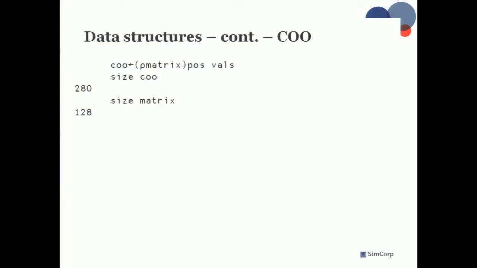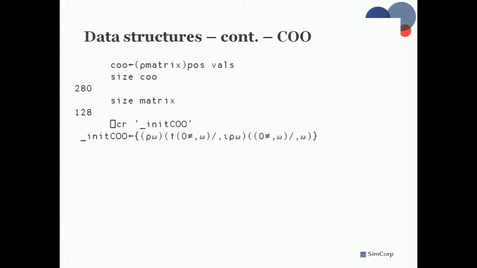Okay, so I'll do a COO where I remember the shape of the original matrix and my posts and my vals. Why do I need the shape? Well, I need it because if I add 15 rows of zeros and 15 columns of zeros at the end, I wouldn't know the original dimension of the matrix. So I need that. This will give me a size of 280. This is not as bad as the previous ones, and I'll show you.